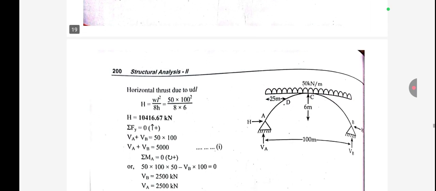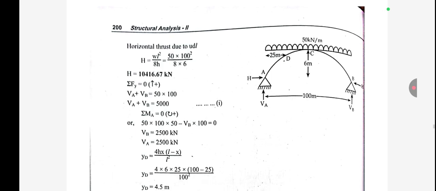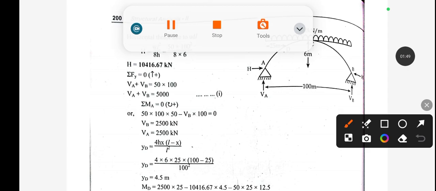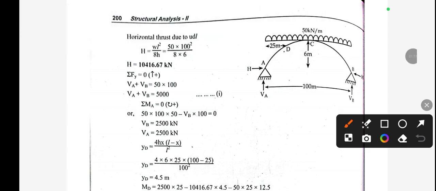So first write all the given things here. According to the question we can make this arch. Here is a support, and here also a support. According to the question, this 50 kN UDL is acting for the whole span, so we can draw this. The span is given 100 meter, and height is given 6 meter.